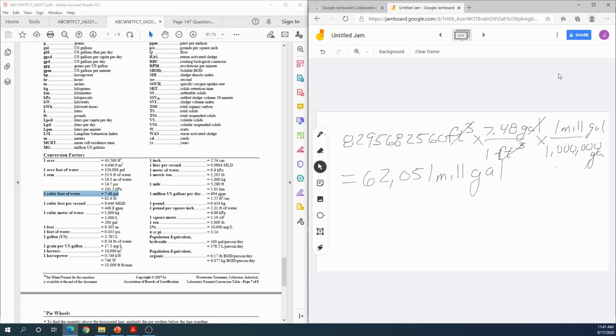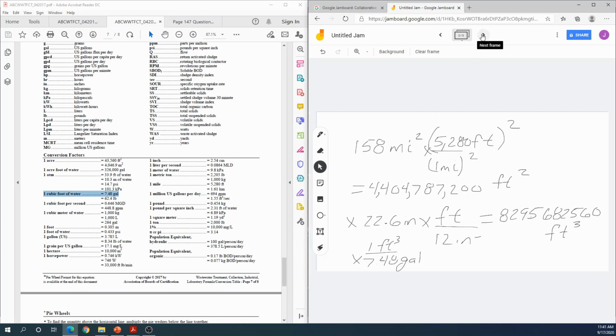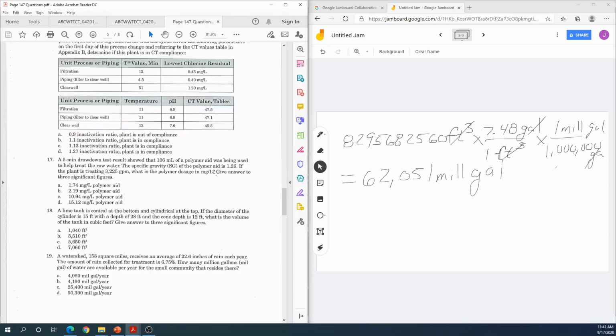So what we've done at this point is we've taken 158 square mile area that had 22.6 inches of rain over that. We've calculated that volume in cubic feet. We took the cubic feet and we converted that cubic feet into million gallons. So we have 62,051 million gallons. However, going back to the original question, we know that the amount of rain collected is actually only 6.75%. So we're going to take our 62,000 million gallons.